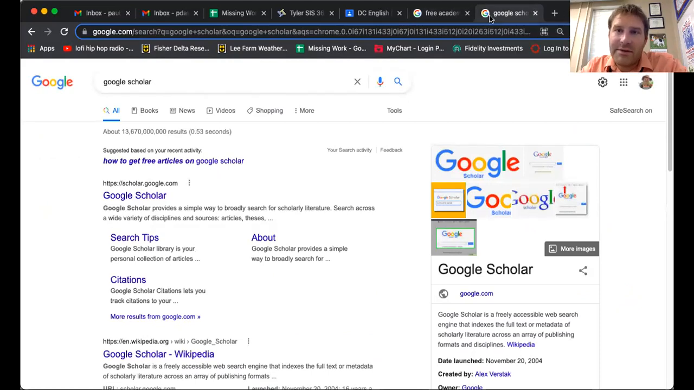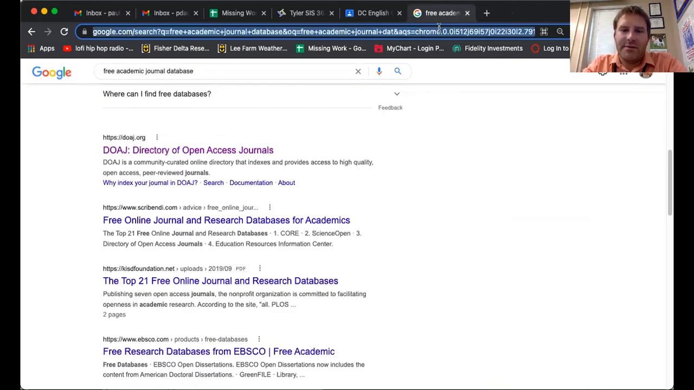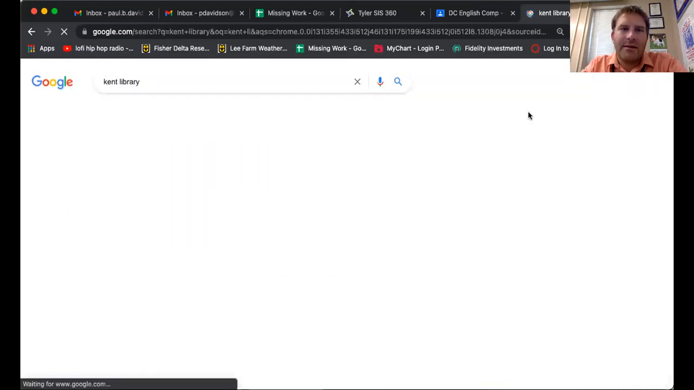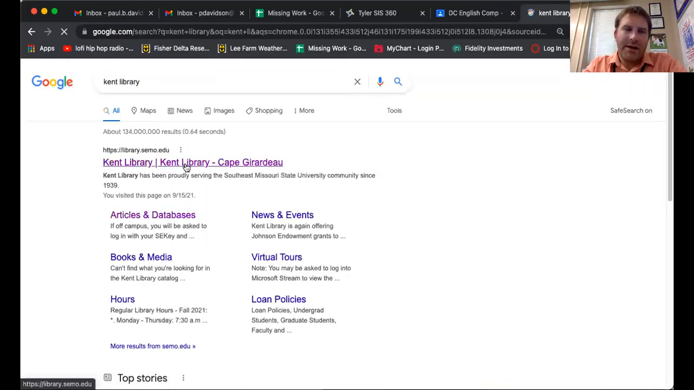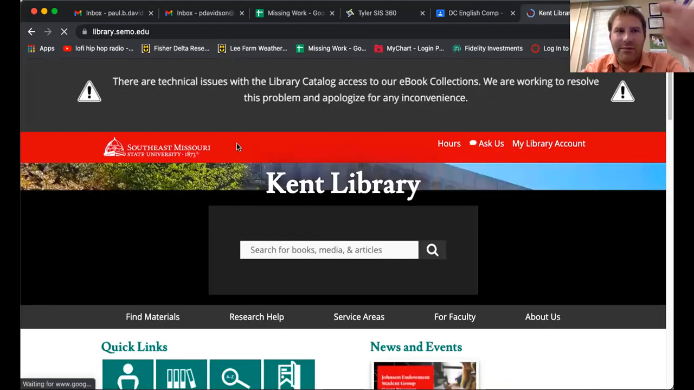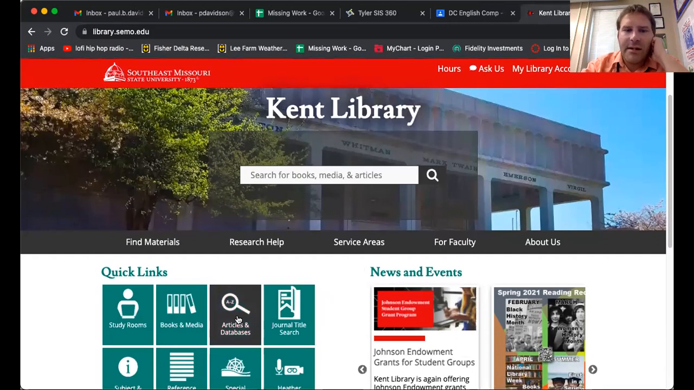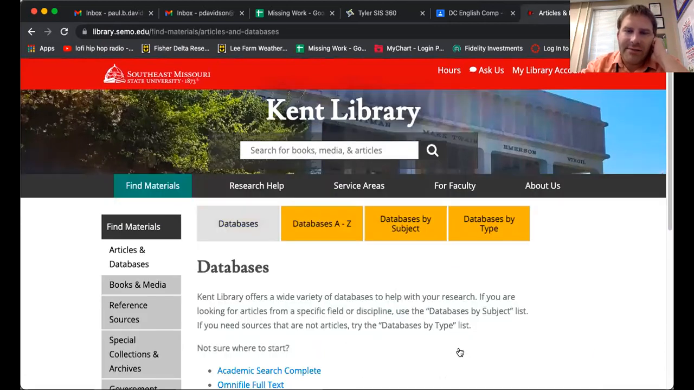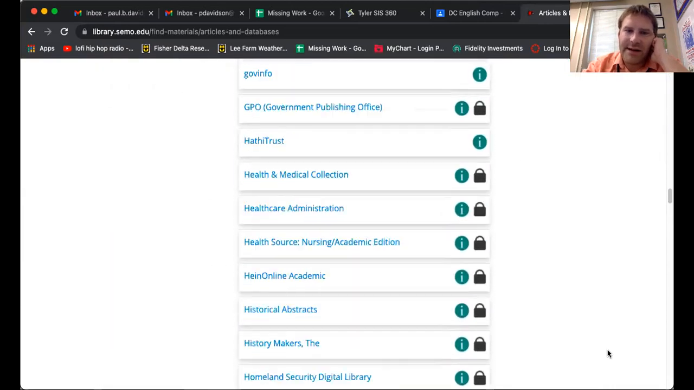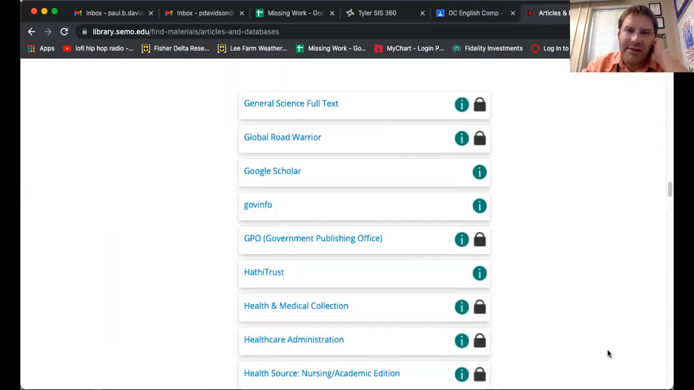If you are a CMO student and you are doing this activity, what you're going to do is go to the Kent Library. Kent Library right here. You'll click on the Kent Library homepage. You could also type in library.cmo.edu. Go to articles and databases, A through Z. And you do databases A through Z, and all these are academic journal databases that you can use.